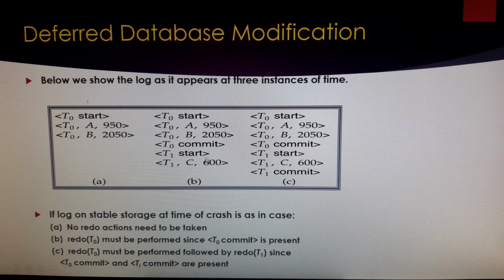The second situation is T0 is committed, so you are going to redo the T0 transaction, and after that T1 has no commit, so you are not going to perform any redo action here. And the third situation, T0 commit is there and T1 commit is there. So in this situation, you are going to execute both redo operations. So redo of T0 and redo of T1. Likewise, you are going to execute the deferred database modification.